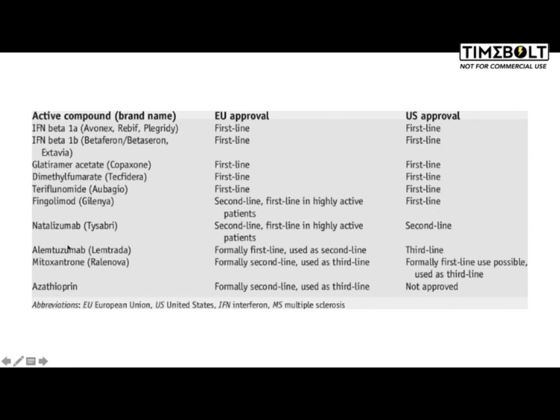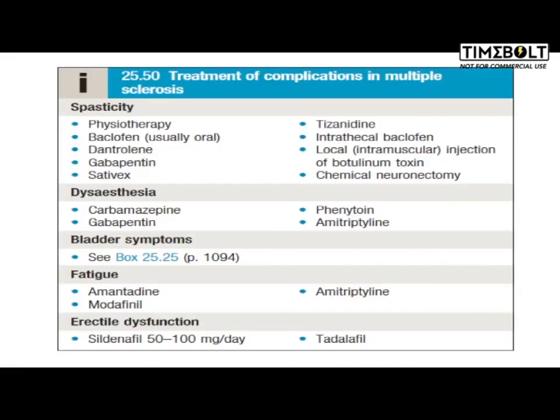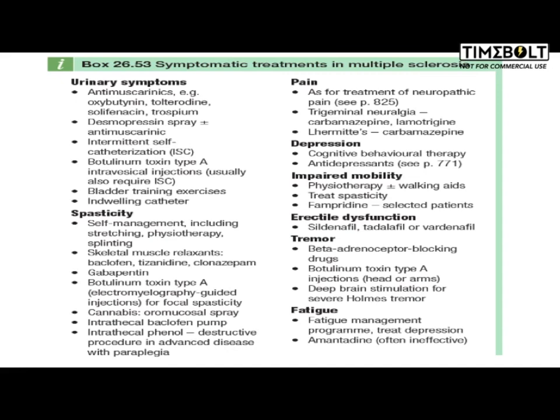Natalizumab is a second line drug. Mitoxantrone is third line, or rarely used. Complications in multiple sclerosis: spasticity requires self-management including stretching, physiotherapy, and avoiding triggers, skeletal muscle relaxants in the form of baclofen, tizanidine, benzodiazepines, botulinum toxin injection for focal spasticity, and intrathecal baclofen pump for severe cases. Pain requires pregabalin, gabapentin, carbamazepine, and amitriptyline. Trigeminal neuralgia is treated with carbamazepine; antidepressants and cognitive behavioral therapy may be required.